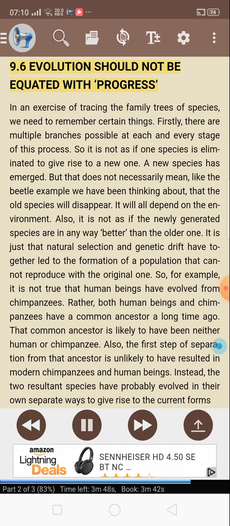9.6 Evolution should not be equated with progress. In an exercise of tracing the family trees of species, we need to remember certain things. Firstly, there are multiple branches possible at each and every stage of this process. So it is not as if one species is eliminated to give rise to a new one. A new species has emerged. But that does not necessarily mean, like the beetle example we have been thinking about, that the old species will disappear. It will all depend on the environment.